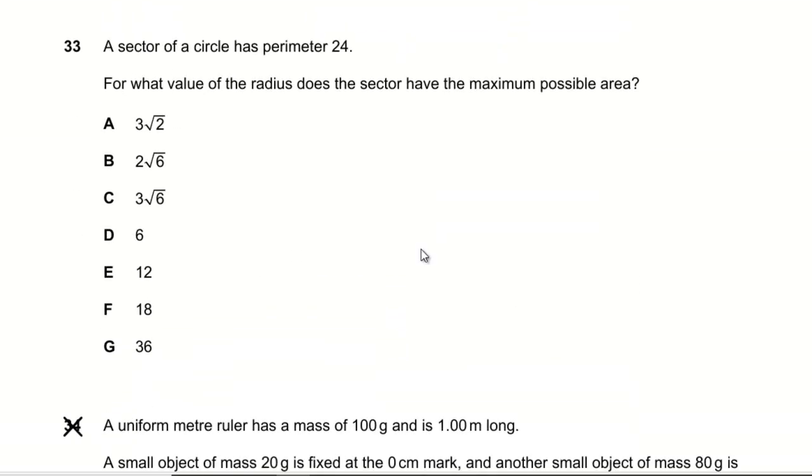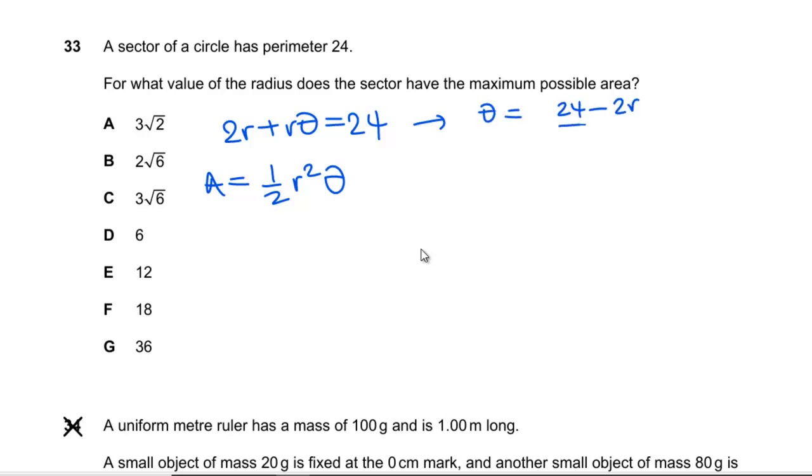Sector of a circle has perimeter 24. For what value of the radius does the sector have the maximum possible area? Okay, so the perimeter of a sector is going to be 2r plus r theta, and that's 24. And then the area is half r squared theta. So we want to get rid of theta. So we're going to have that theta is (24 minus 2r) over r, and stick that into here.